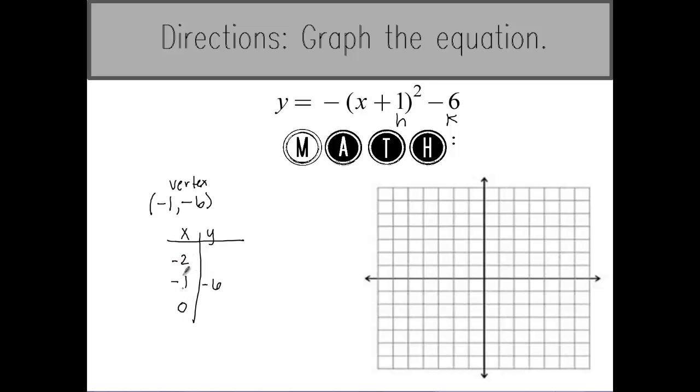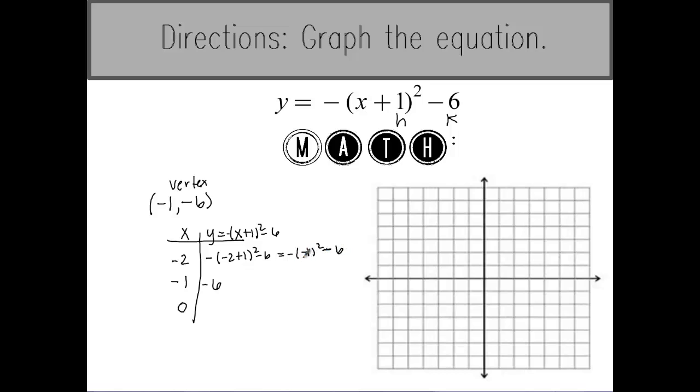Now we're going to take our x coordinates and plug them into our equation to find our y values. Our y's are equal to -(x + 1)² - 6. So we're going to take our x value, plug it in for x, and solve for y. It's going to be -(-2 + 1)² - 6. Simplify our parentheses first. -2 plus 1 is -1, minus 6.